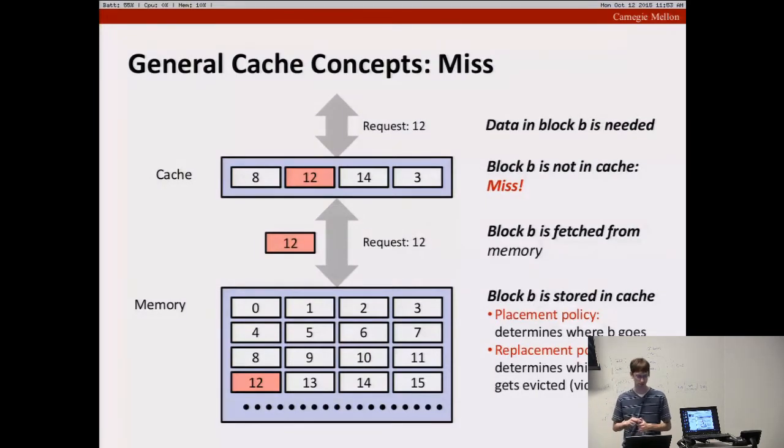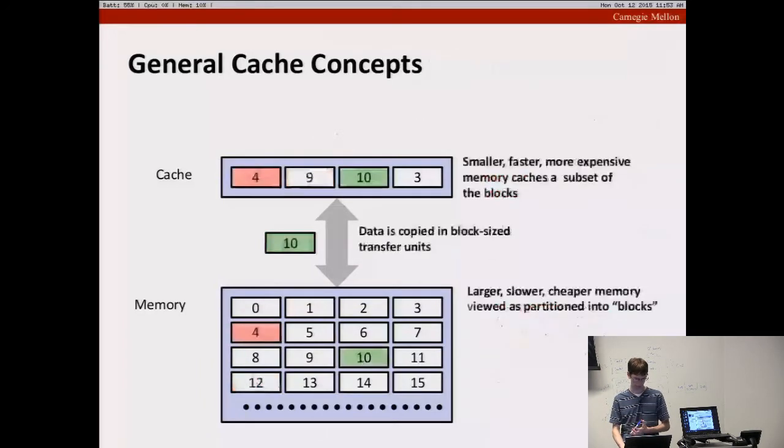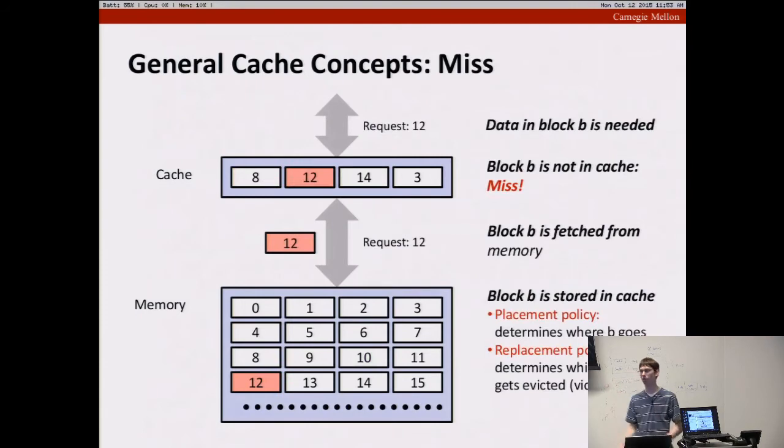So here's an example of a miss. We're requesting block 12, I guess from this picture here. We're going to request block 12 from this cache. It has 4, 9, 10, and 3 in it, and none of those are 12. So we missed. It wasn't in our cache when we went to look. So what we're going to do is go down to memory, grab block 12, and then put it in the cache so that if we ask for it again, it will still be there right away the next time.